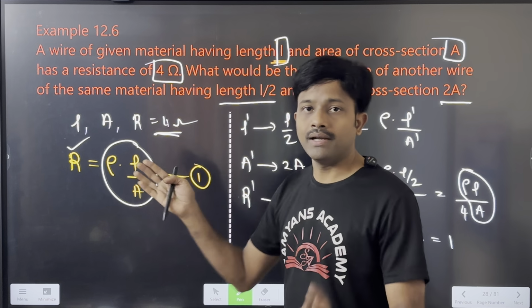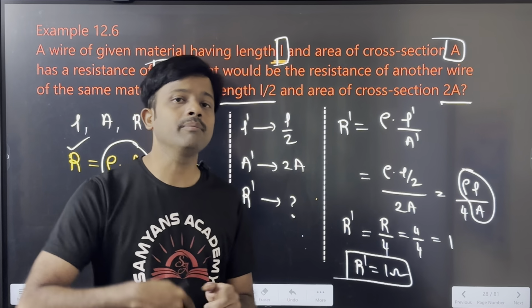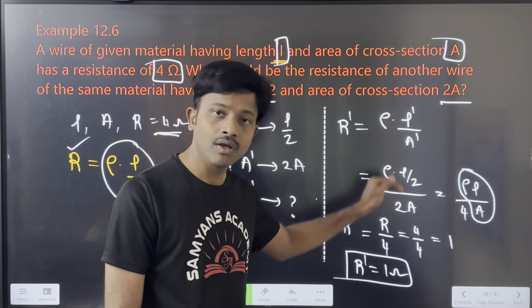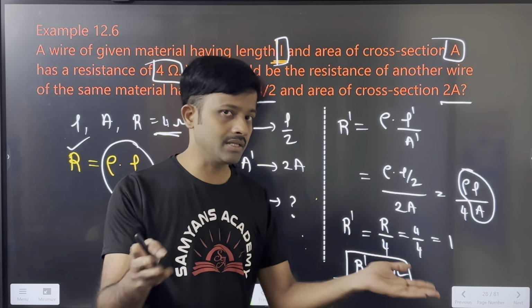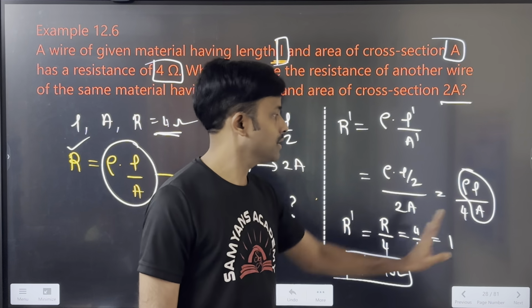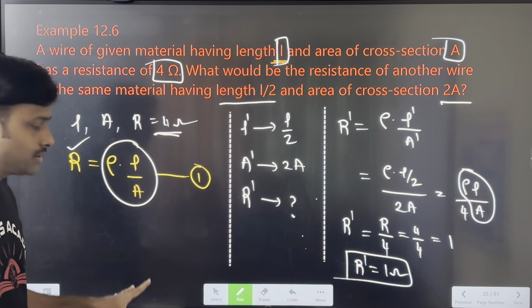When length is L and cross-section area is A, the resistance is 4 ohm. When length decreases to half, the area becomes 2 times. In that case, resistance decreases by how many times? 4 times. The area increases, so the resistance value decreases by 4 times. 4 by 4 is 1 ohm. So in this way you have to do this. Is it clear, everyone? Okay, shall I move on?